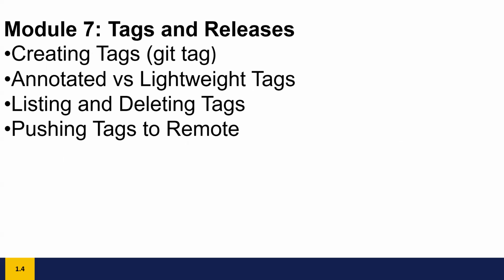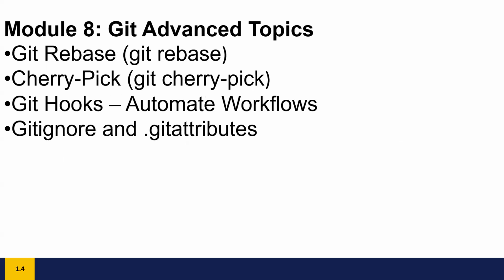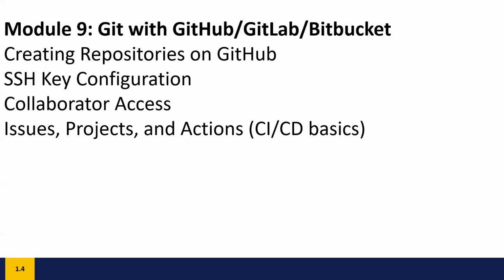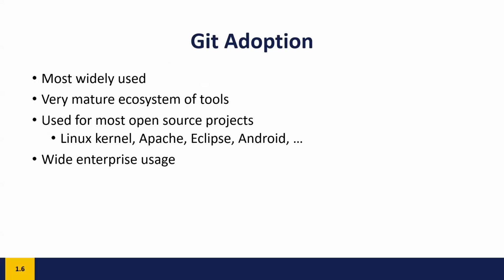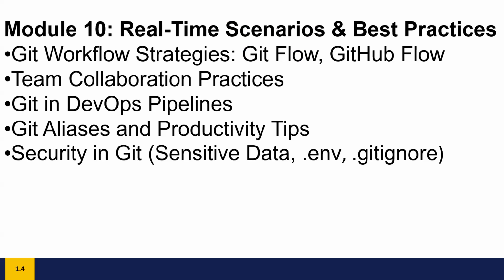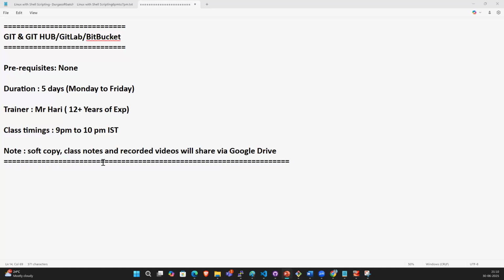The tags and releases I will show you, guys. And Git advanced topics: rebase, cherry-pick, Git ignore and Git attributes I will show you. In the ninth module I will show you GitHub, creating repositories on GitHub, SSH key configuration, collaborator access, issues, projects and actions, guys. The real-time scenarios: Git workflow strategies, Git flow, GitHub flow, team collaboration practices, Git in DevOps pipeline, Git alias productivity tips, and security in Git. So we'll show you these 10 modules in these 5 days, guys.